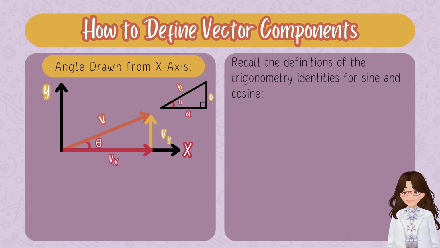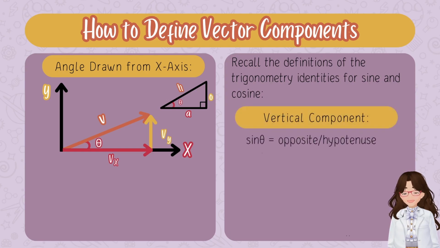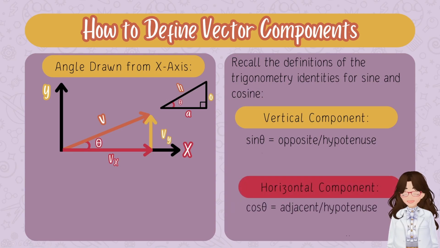Now let's talk about how to define vector components. So I want you to recall the definition of the trig identities for sine, cosine, and we'll eventually use tangent. In this case, we can see that our vector has an x and a y component. And the sum of those two will create our total vector. So the vertical component is going to be sine theta because it's opposite of our reference angle. In comparison, our horizontal component is going to be cosine theta because it's adjacent to our angle.